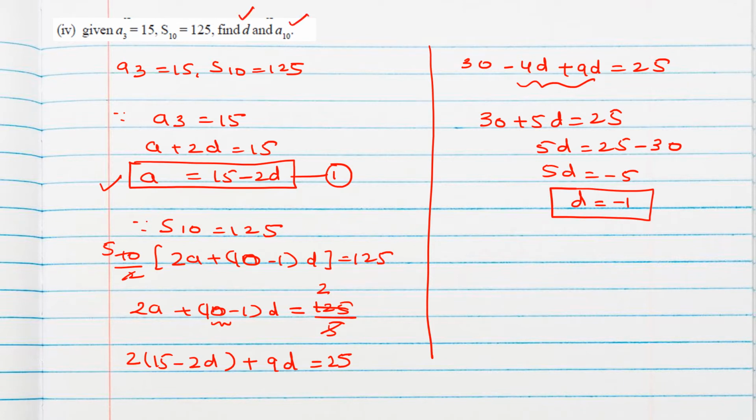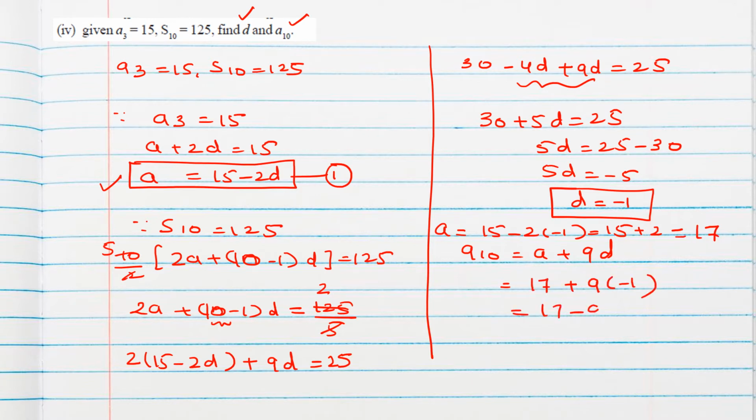Now a10 we can find using the formula a plus 9d. So, after finding d we can find a also from equation 1. So 15 plus 2, that is 17. Because a we need here, 17, 9 and minus. So 17 minus 9 will be 8. So a10 is 8.